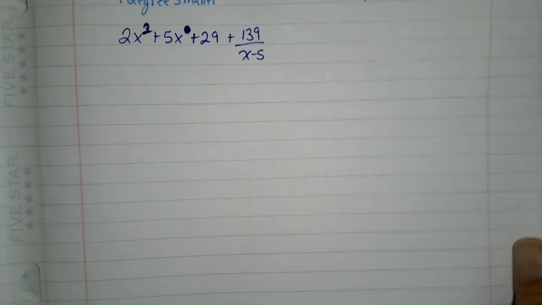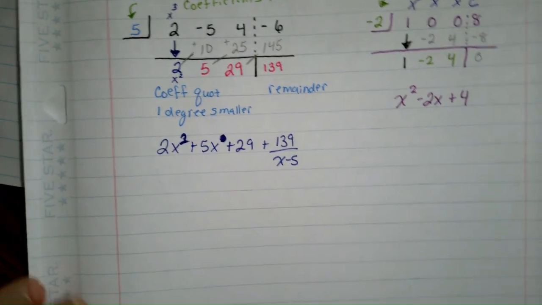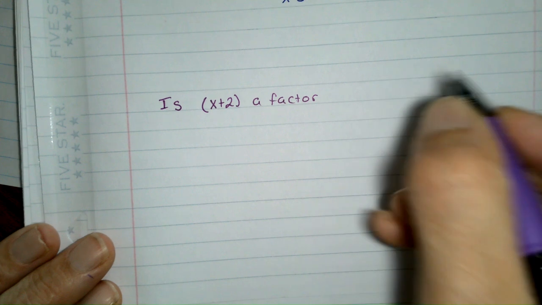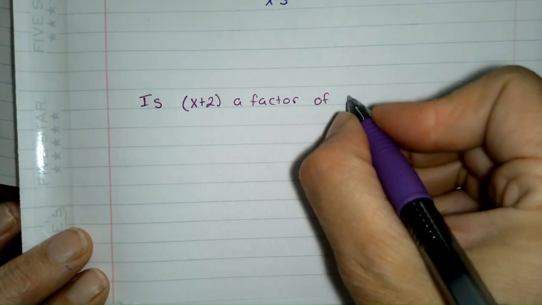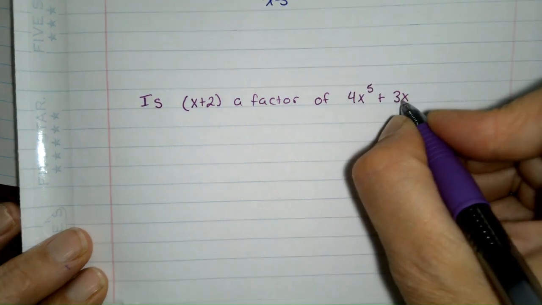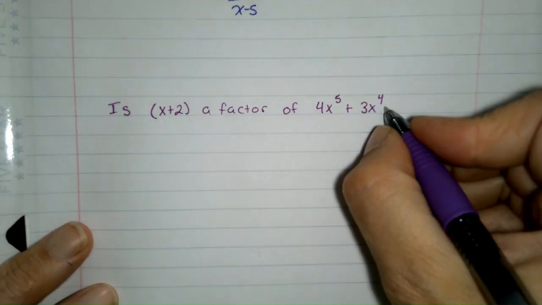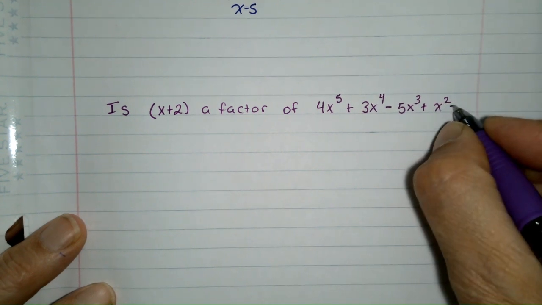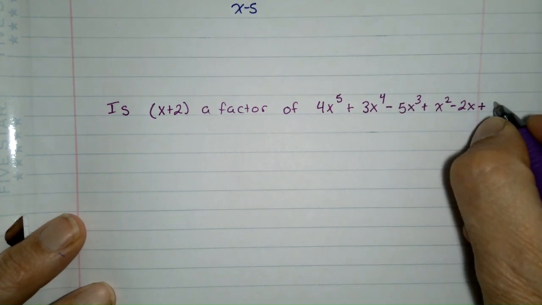Okay, so is x plus 2 a factor of 4x to the 5th plus 3x fourth minus 5x cubed plus x squared minus 2x plus 8.